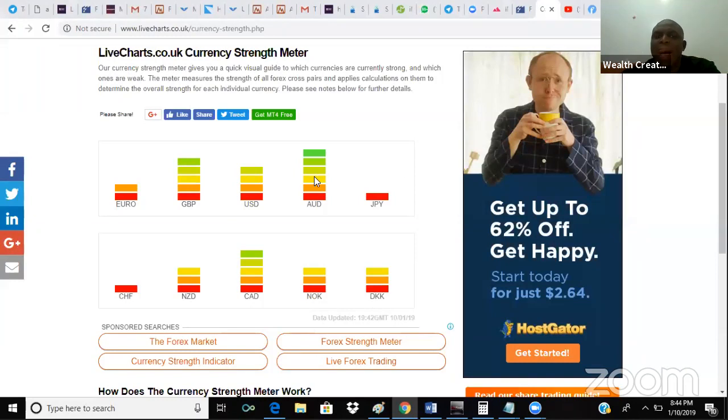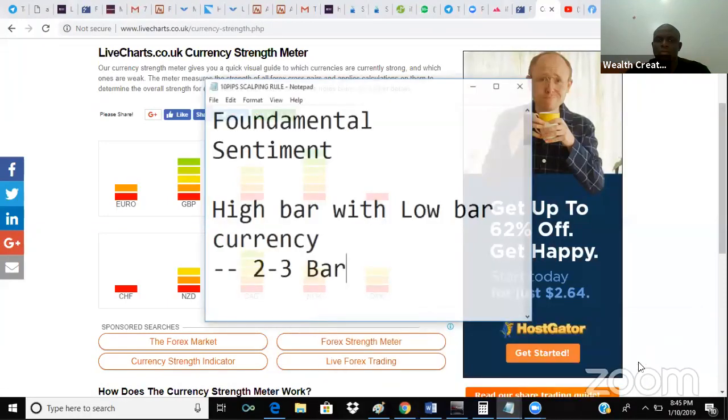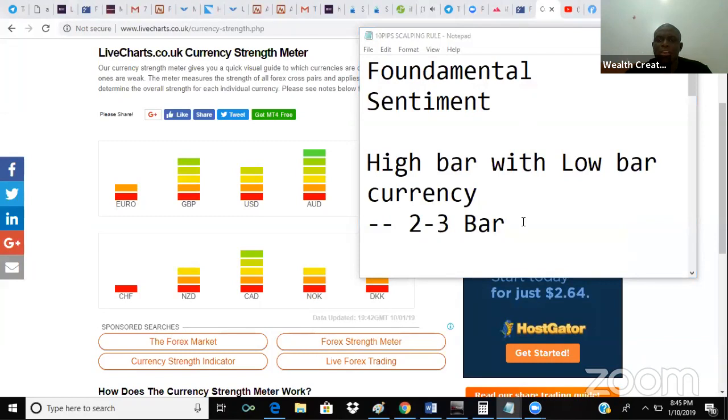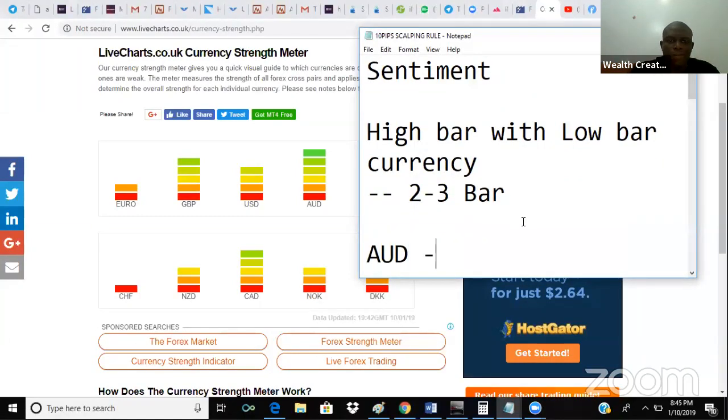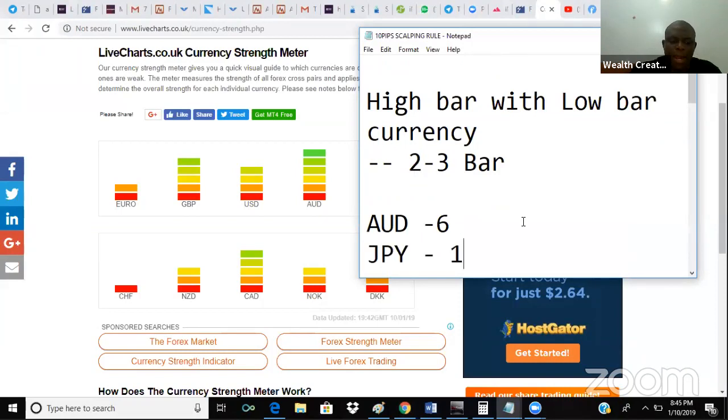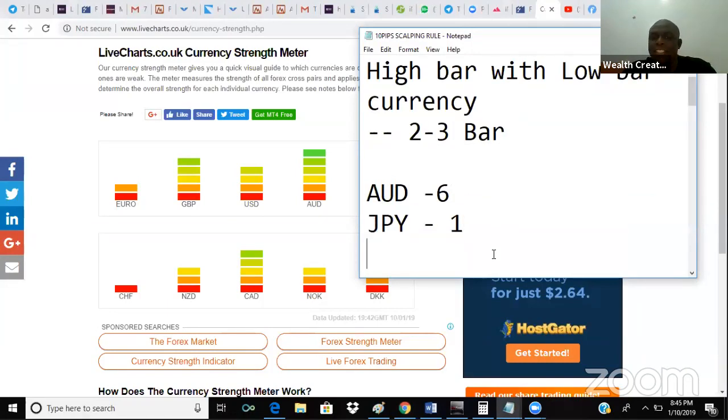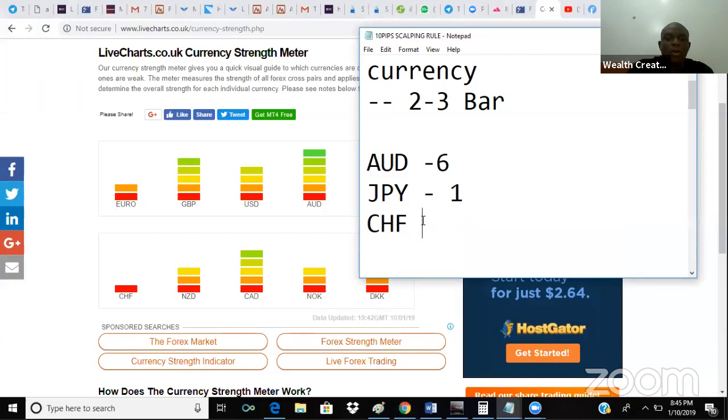Awesome. So we have the highest bar, which is AUD. Which one has the lowest bar? Mention the currencies that have the lowest bars. Fantastic. USD, JPY. So AUD has 6 bars. JPY has 1 bar. This is a fantastic blend. CHF has 1 bar. This is a fantastic blend. So AUD has 6, and that means there's a difference of 5 bars between all of them.